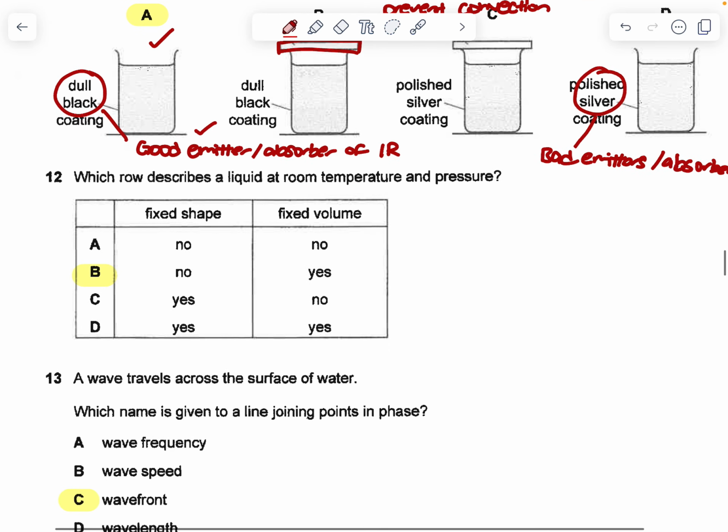Question 12. Which rule describes a liquid at room temperature and pressure? So how do you draw a liquid? It should look without a fixed orientation. Okay, so they do not have a fixed shape, but they have a fixed volume.